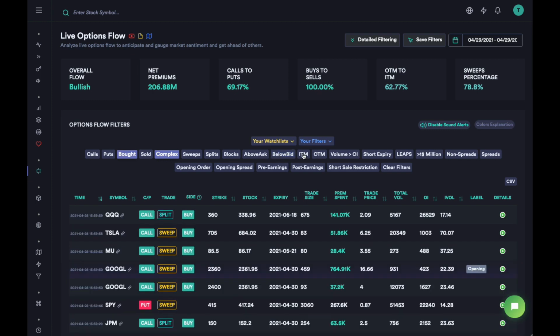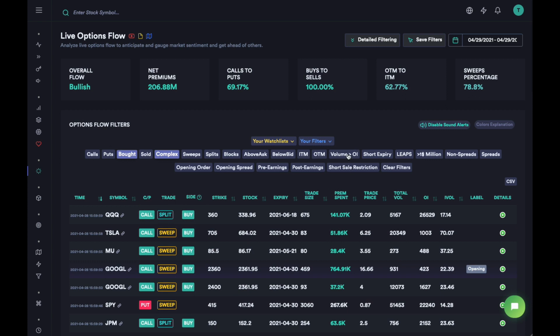So these mean in the money and out of the money. If you're not familiar with options, I'd highly recommend you spend some time on Google reading up on what options are and some of the basics of options. Once you do that, you'll understand what ITM and OTM are.